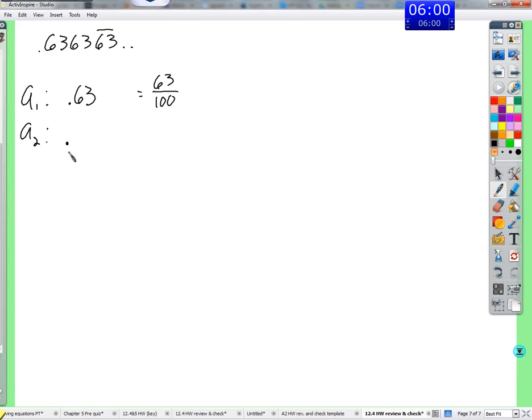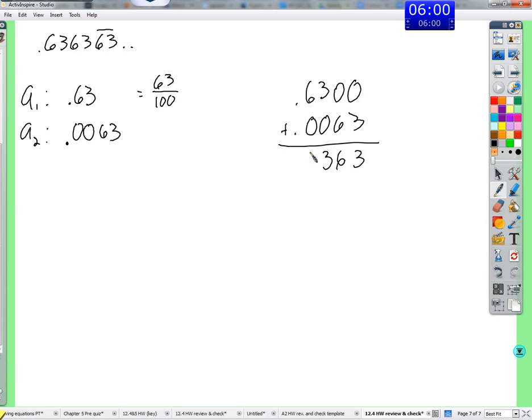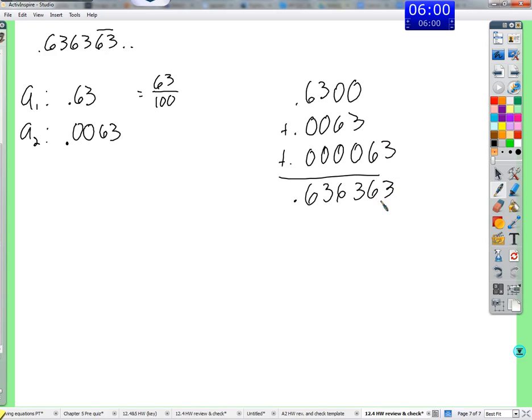Okay, what's the next term? 0.0063. Right. Those two zeros, when you think about adding these together, and we try to add 0 to 3, well, nothing will happen. It won't change the 3 at all, and we'll just bring that 3 through, we'll bring that 6 through. If you add 0.63 and 0.0063, those are zeros, and we add them together, we get 3, we get 6, we get 3, we get 6. If we continue this pattern, and we add another number, 0.000063, and another 63, and it keeps going, and we keep following this pattern. So there's our a sub 3.